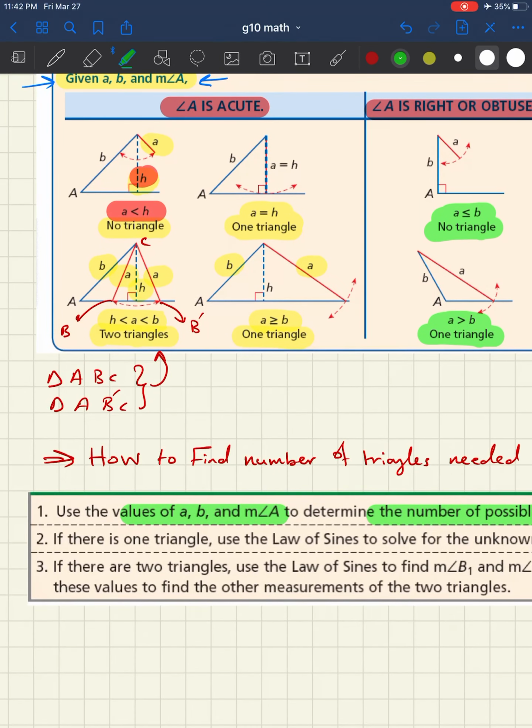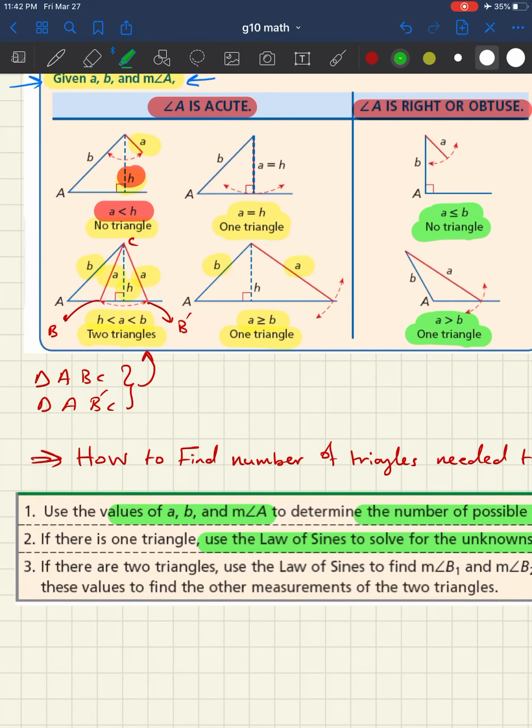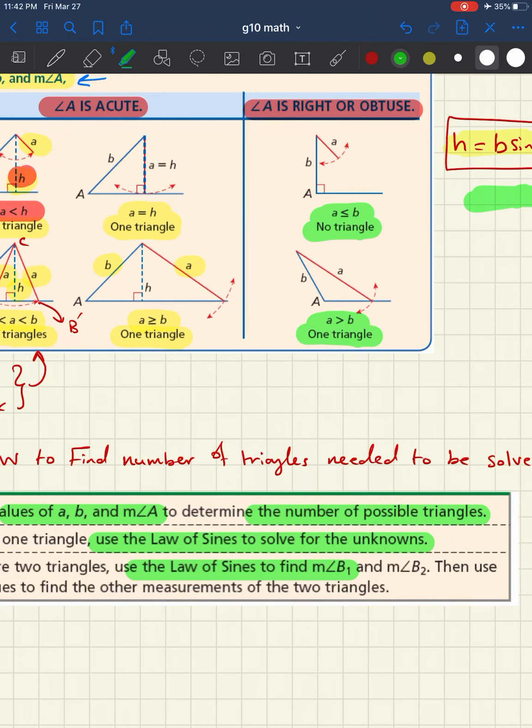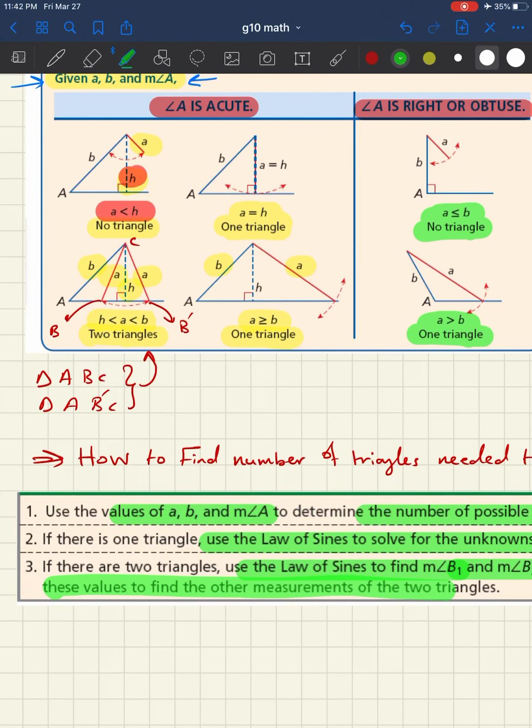Once you know that, if there is one triangle, use the law of sines to solve for the unknowns. If there are two triangles, then use the law of sines to find B1 and B2. Then use these values to find the other measurements of the two triangles.